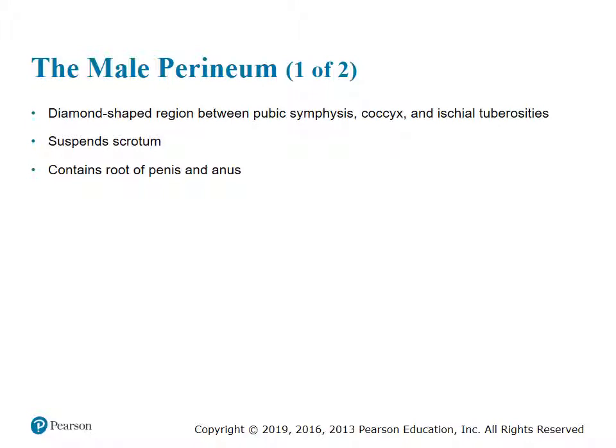Okay, so let's talk about the perineum, right? Externally, this is a diamond-shaped region between the pubic symphysis, the coccyx, and the ischial tuberosities on either side of the hips. This place is where the scrotum is suspended, and this is where you would have the root of the penis and the anus as well.